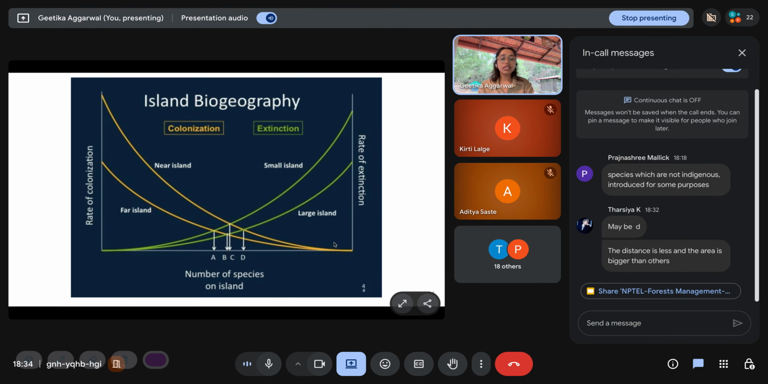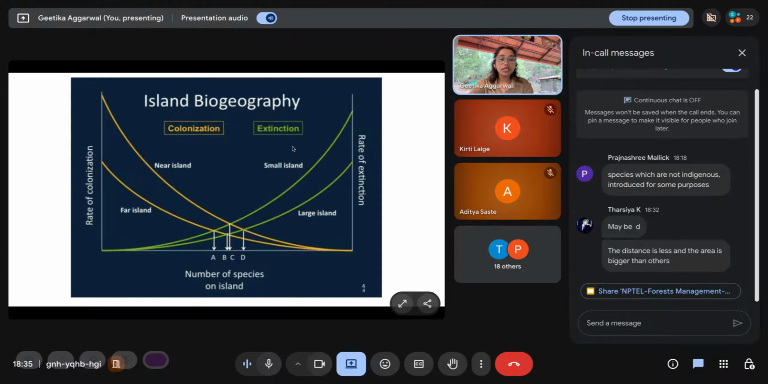Now, this graph might look a little intimidating or complex at first, but let me walk you through it. On the x-axis we're talking about the number of species on the island, and on the y-axis we're talking about the rate of colonization and the rate of extinction. In yellow we're talking about colonization, in green we're talking about extinction. When you're talking about immigration, as we discussed, the immigration rates will be higher on an island which is closer to the mainland compared to an island which is far away. So here you see, on an island closer to the mainland, more immigration and more colonization is happening compared to an island far away from the mainland.